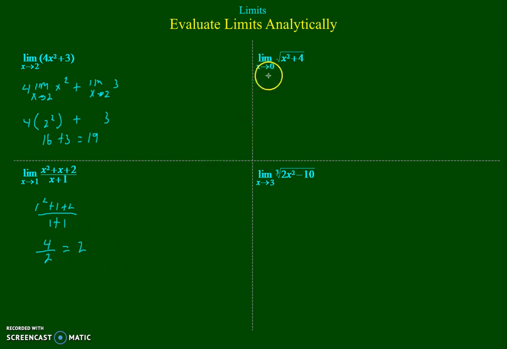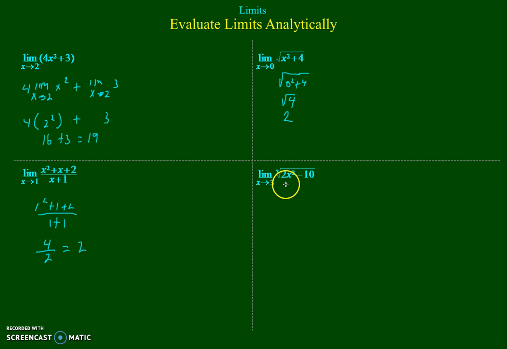Now for the third one, again, the only obstacle here to a direct substitution would be if this c value made the radicand negative. Well, in this case, this x value would be 0, so we just have the square root of 0 squared plus 4, which is the square root of 4, which is simply 2. So the limit of this is 2.